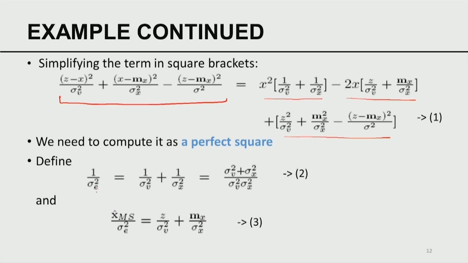To that end, we are going to define a new quantity called sigma e square. I am defining 1 over sigma e square to be, in other words, the information. This is the reciprocal of the variance, that is the information. This is the reciprocal of the variance of the noise. This is the reciprocal of the variance of the prior. So the sum of the reciprocals is the reciprocal of sigma square e, which can be rewritten like this. I can also concoct a quantity called x hat ms divided by sigma square e, which is given by this quantity.